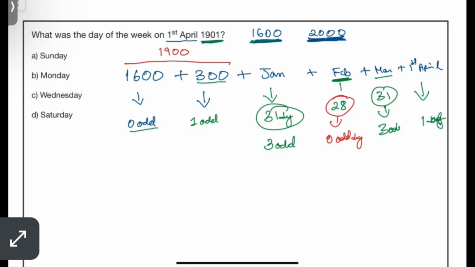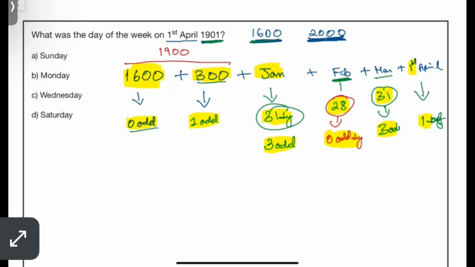Okay, I'll just repeat again and I'll move on to next, okay? Because we are getting close to the answer. 1600 will have 0 odd days. Why? Because 1600 is a multiple of 400. 300 years will have 1 odd day. You had better memorize that. And next is Jan, which has 31 days. That means 31 days can be converted into 4 weeks plus 3 days. That means 3 odd days. What about this one? 28 days. That means it will have 0 odd days. Why? Because this one is completely divisible by 7. This one, same thing, 31 days will have 3 odd days. And this one, only 1 day because we are talking about 1st April only.